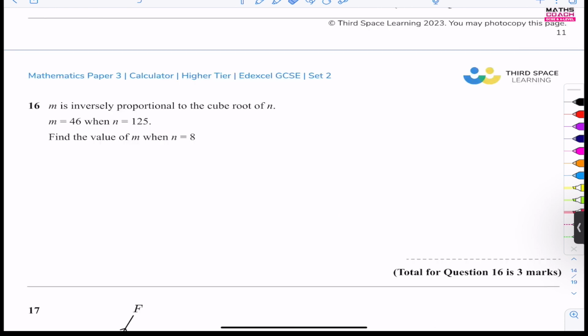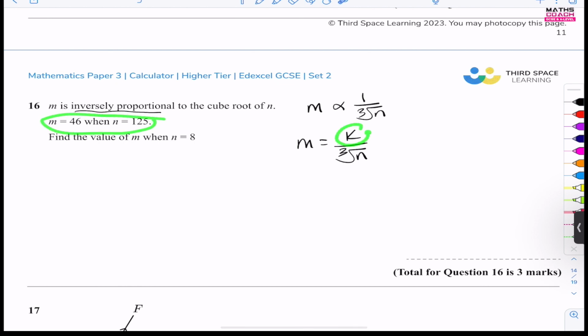Question 16. M is inversely proportional to the cube root of n. M equals 46 when n is equal to 125. Find the value of m when n is equal to 8. So we are looking at inverse proportion. So we can write this as m is inversely proportional to 1 over the cube root of n. So we can replace the sign here with equals k. So that would be m is equal to k over cube root of n. Now we're going to use these two values to substitute and find our value for k.